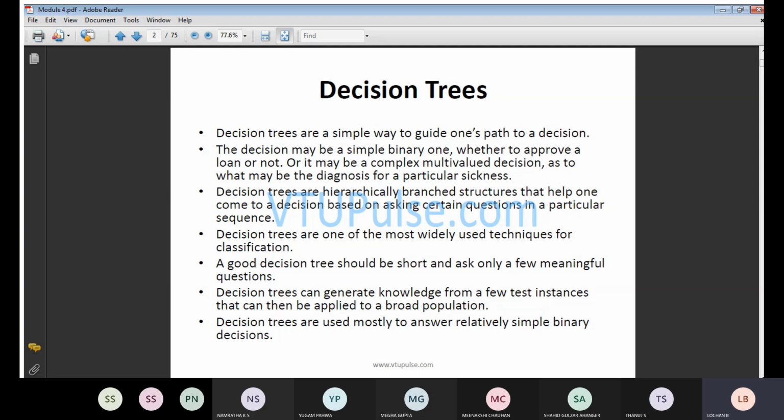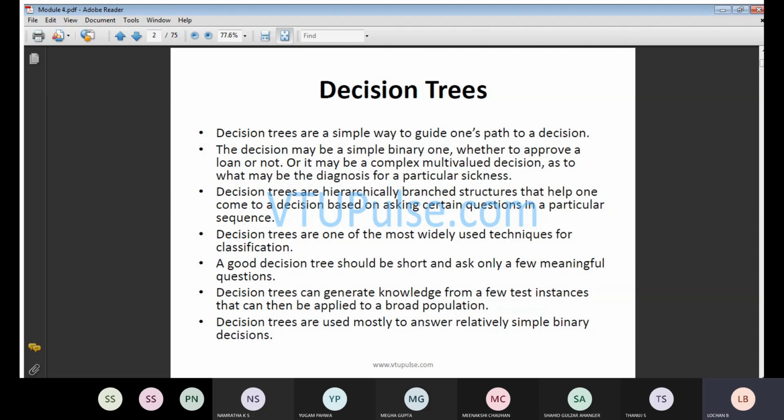Next is the decision tree, a hierarchical branched structure that helps come to a decision based on asking certain questions in a particular sequence. For example, you have made it a goal, and to implement that particular goal you need to ask; you will be having certain queries. So what queries will you have?